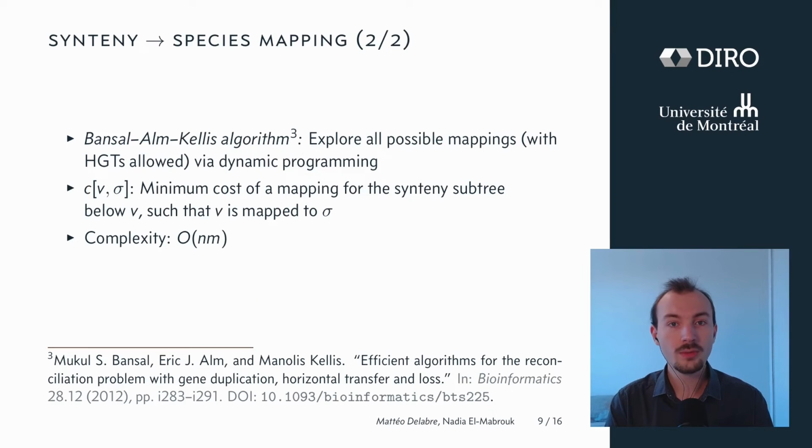So if we are to look for the optimal mapping while allowing for transfers, we have to do a more thorough search of possible mappings than with the DL setting. This is actually what's done by the Bansal, Holm, and Kelly's algorithm that proceeds by dynamic programming. It constructs a table called C on 2 variables, V and sigma, and each entry of this table is the minimum cost of a mapping of the synteny subtree below V, assuming that V is mapped to the species sigma. It is possible to construct this table in O(n times m) operations, where n and m are the number of nodes in each of the trees.